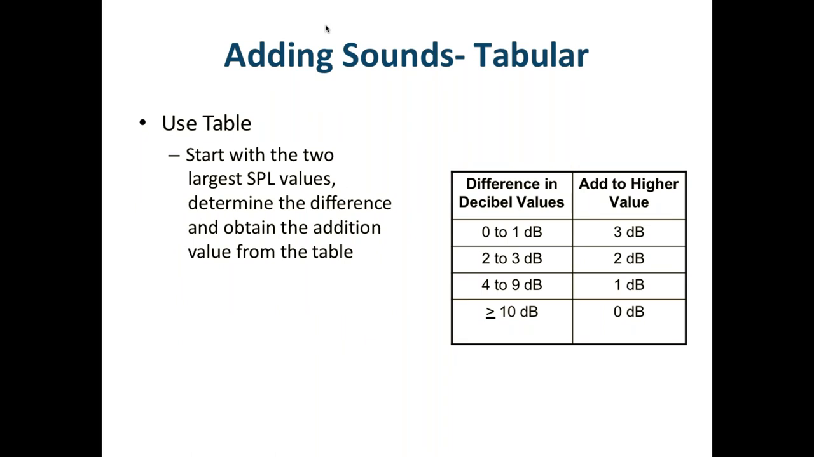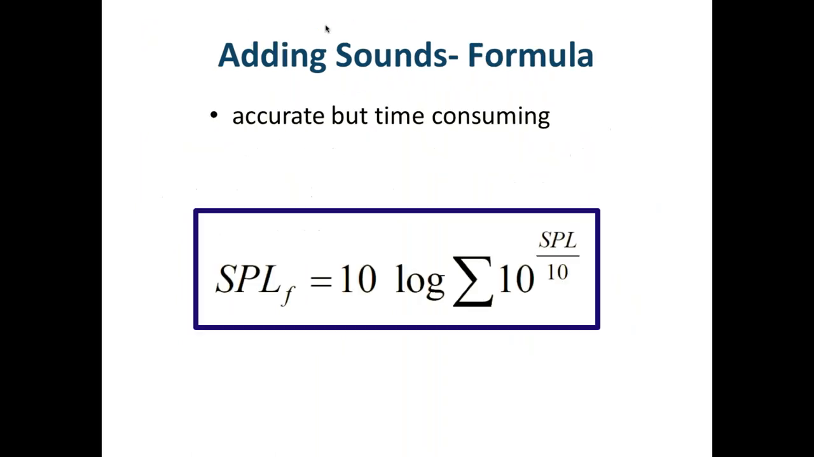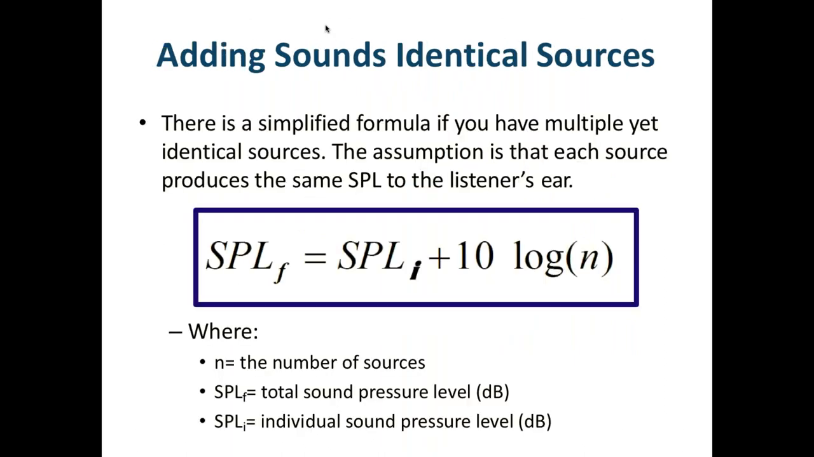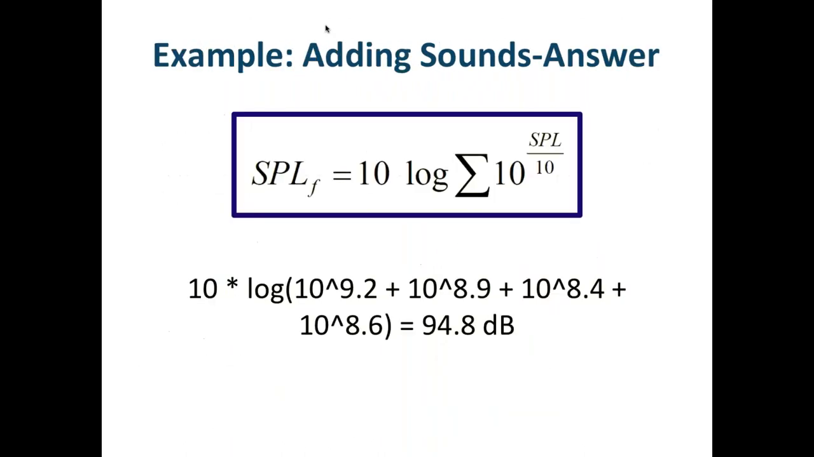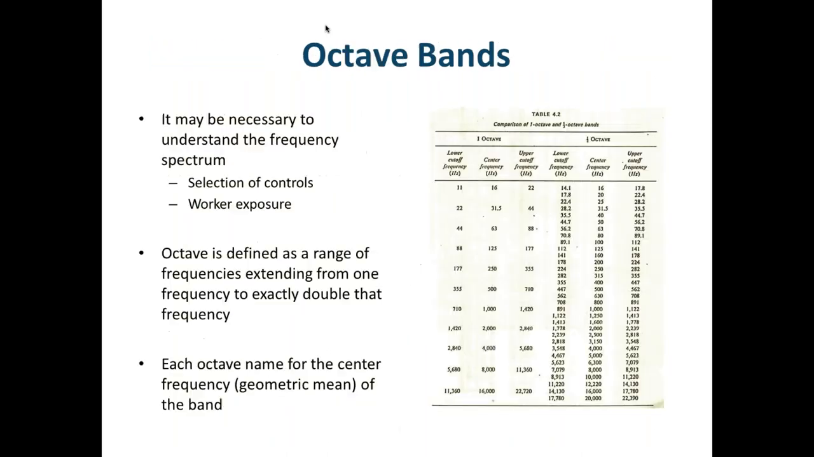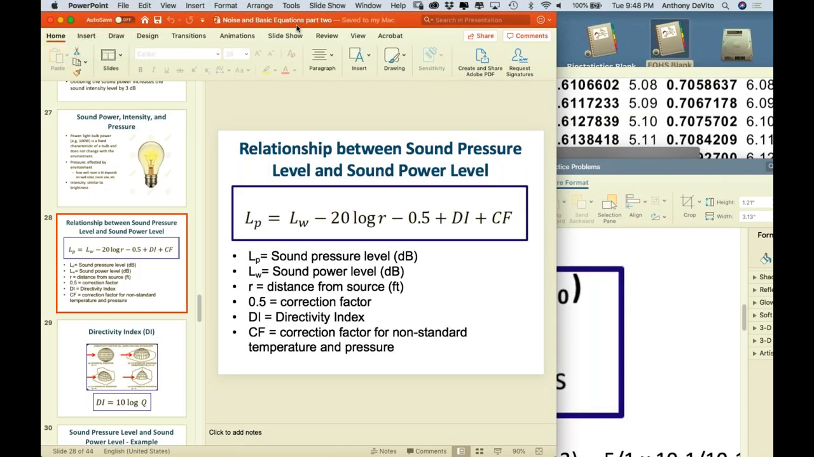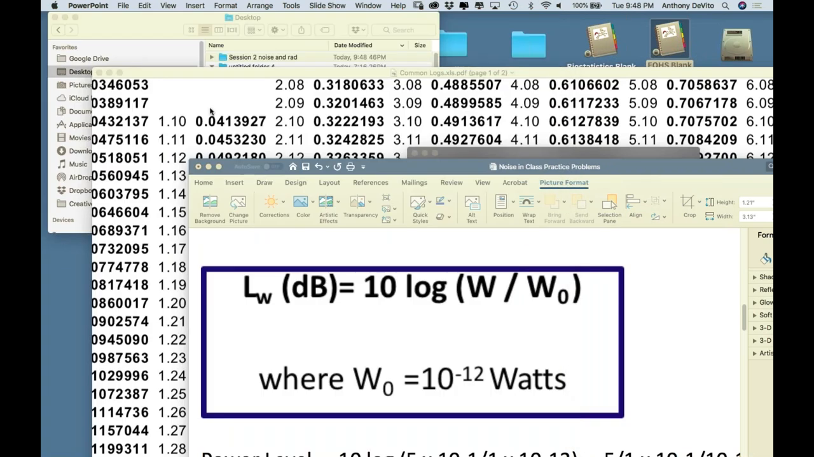Next week we're going to talk about using tables in place of these formulas, and also some simple formulas to calculate how sounds add together. In other words, if you have multiple sources of sound in the same room, how those sounds add together. We're going to do it with formulas, but also with tables. We're going to briefly talk about octave bands. I don't think that's going to be our main topic. I got to within about 3 or 4 slides of where I wanted to be, but we'll cover that next time.